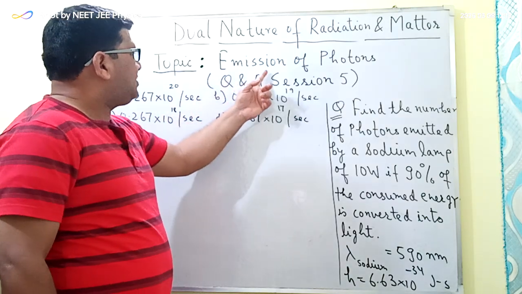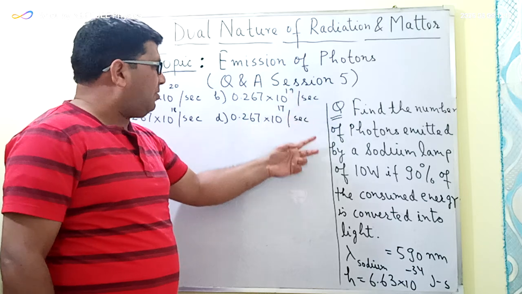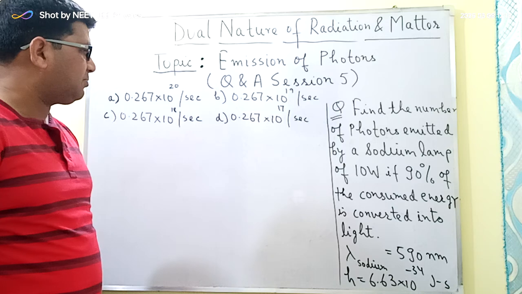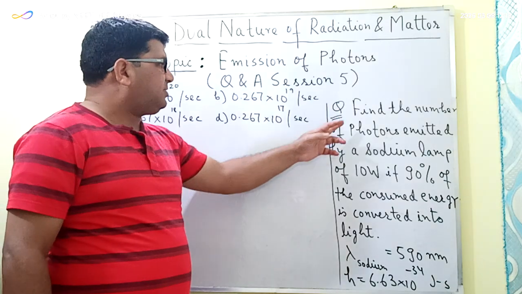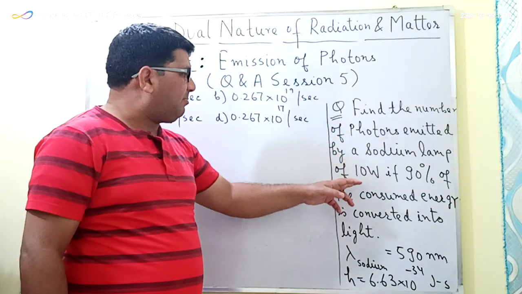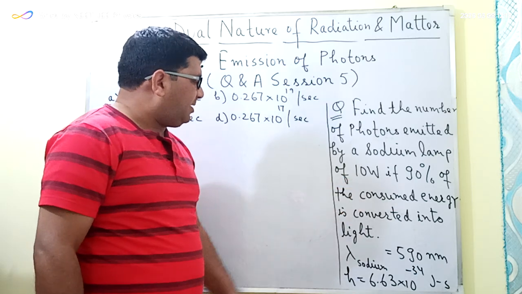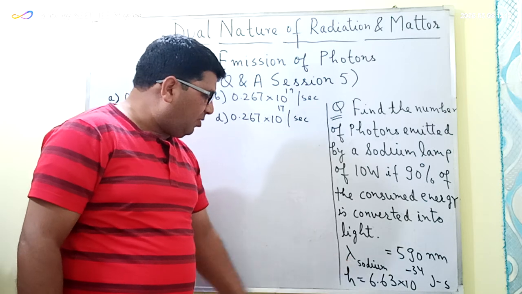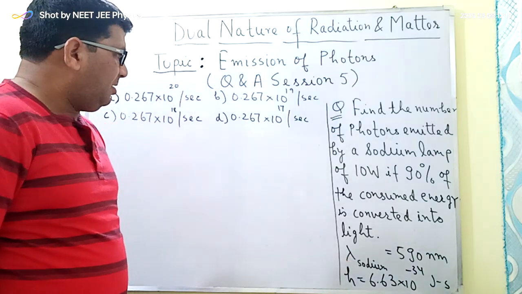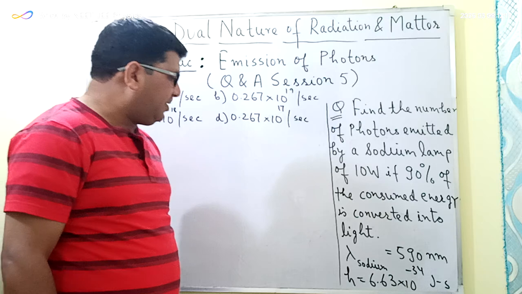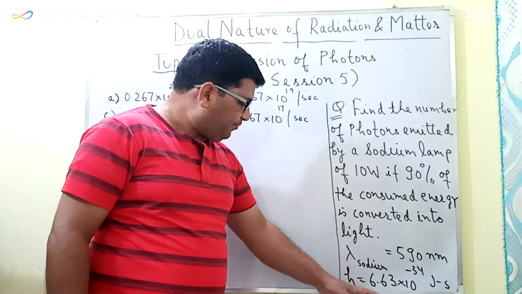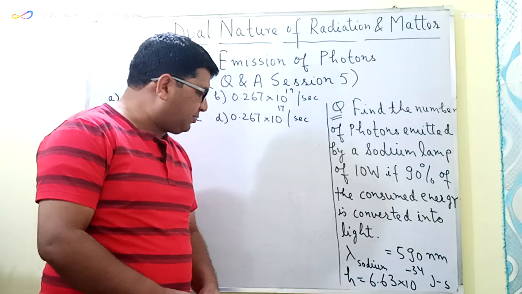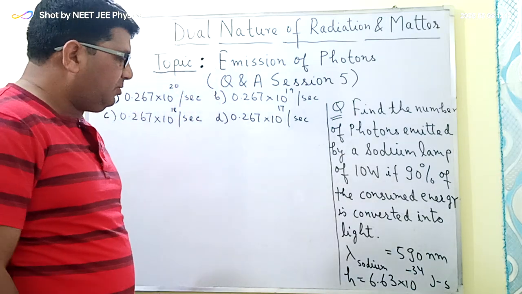The topic for today's session is emission of photons, and based on this topic I have one question for this session, which is written here on this board. The question is: find the number of photons emitted by a sodium lamp of 10 watt if 90% of the consumed energy is converted into light. Here the wavelength of the sodium light is 590 nanometer, and the value of Planck's constant is to be taken as 6.63 into 10 to the power minus 34 joule second.